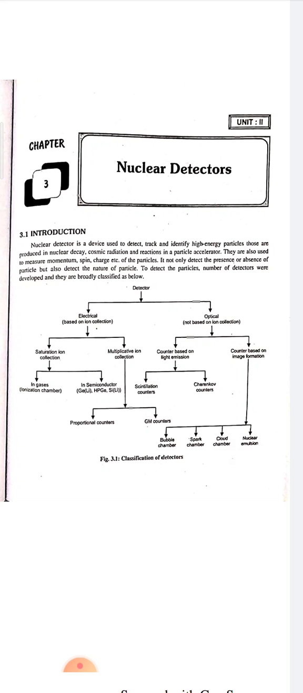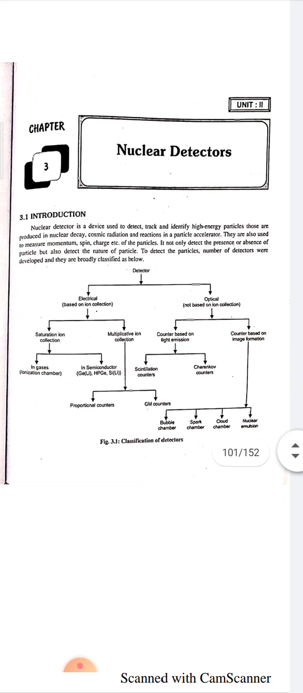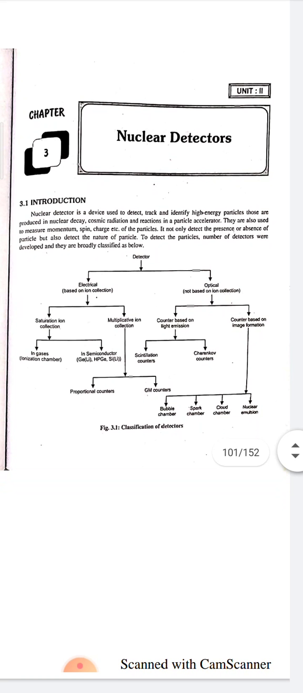Those are produced in nuclear decay, cosmic radiation and the reactions in particle accelerators. They are also used to measure the momentum, spin, charge, etc. of the particle. That may come for the MCQs. It not only detects the presence or absence of the particle but also detects the nature of the particle.